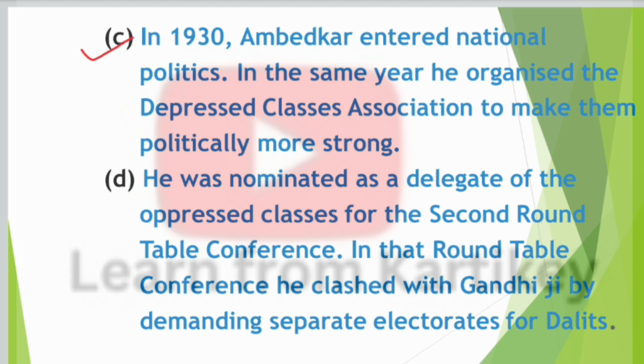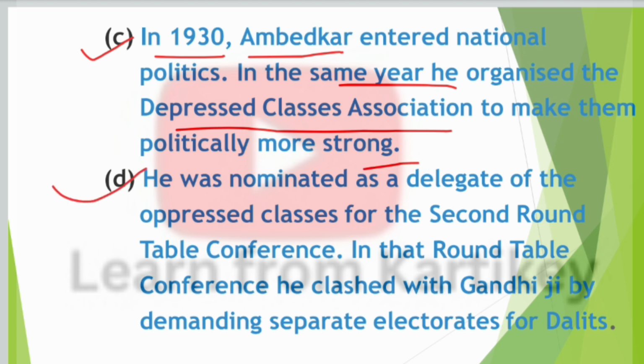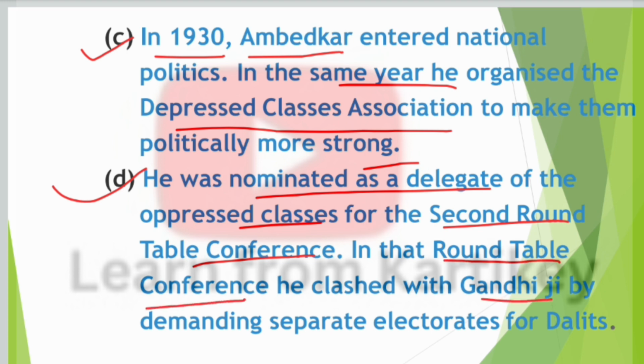Third point, in 1930, Ambedkar entered national politics. In the same year, he organized the Depressed Classes Association to make them politically stronger. Fourth point, he was nominated as a delegate of the oppressed classes for the second round-table conference. In that conference, he clashed with Gandhi ji by demanding separate electorates for Dalits.